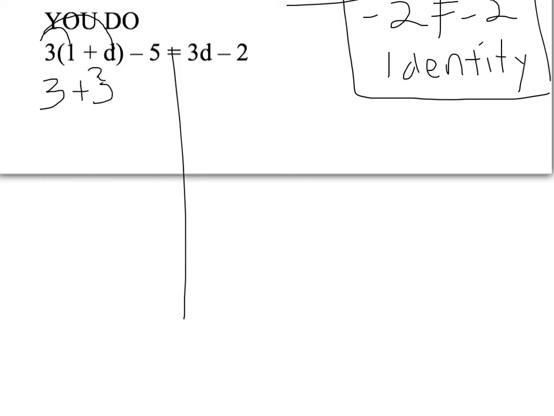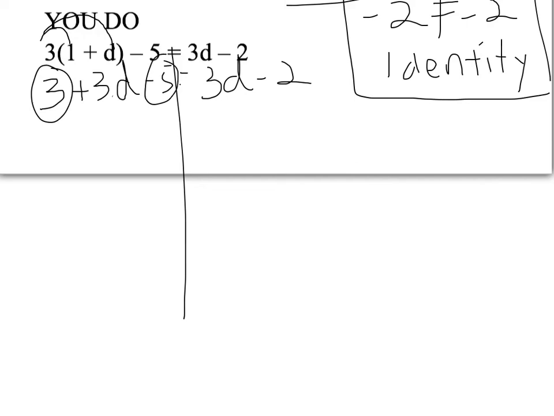Oops. I'm going to erase this. This is a 3. And bring down the minus 5, which is equal to 3d minus 2, because I don't have anything to distribute. So over here I see I can add 3 plus negative 5, which is negative 2. 3d minus 2 is equal to 3d minus 2.